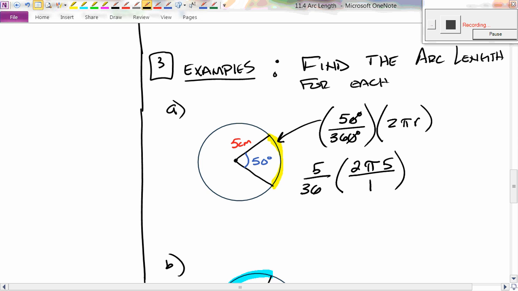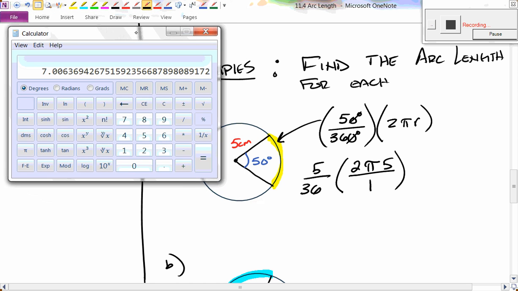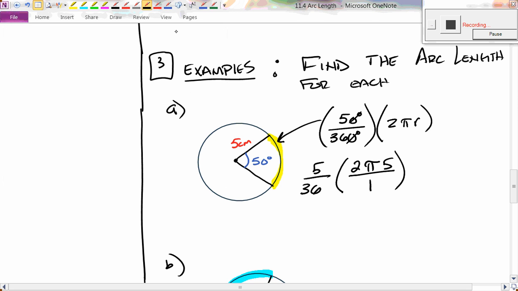Because we're going to use our calculator to get the answer. So here's how you should enter the keystrokes in your calculator. You should enter it like this: 5 times 2 times 3.14 times 5. Then push your equal sign. Then divide everything by 36. And that gives us 4.36. If we round to one decimal, we get 4.4 centimeters. So this is approximately 4.4.